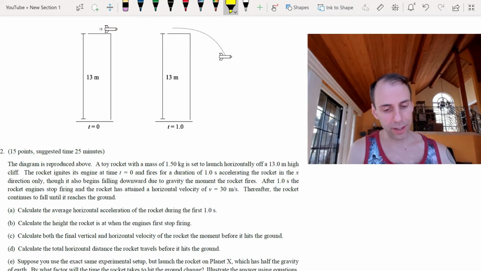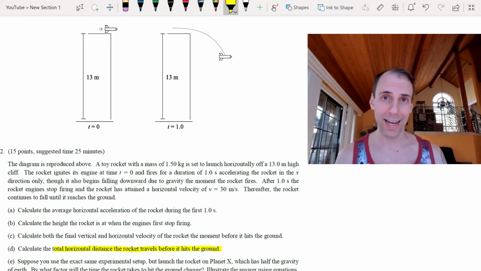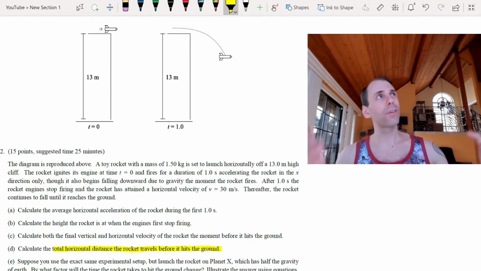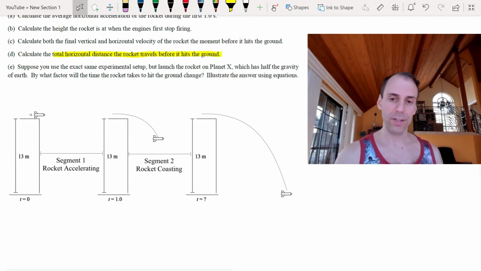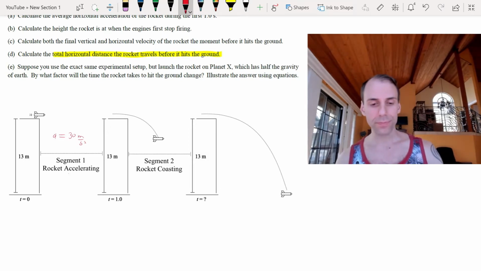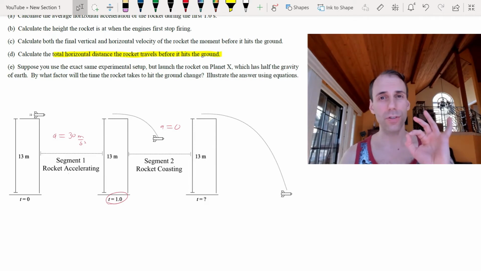Here we are to calculate the total horizontal distance the rocket travels before it hits the ground. There's one thing you must recognize here: there are two separate segments, two different sections of travel. For the first segment, you have a rocket that's accelerating at a rate of 30 meters per second squared, and it does that for 1 second. Then during the second segment, the rocket is no longer accelerating. At this point, it's just coasting.